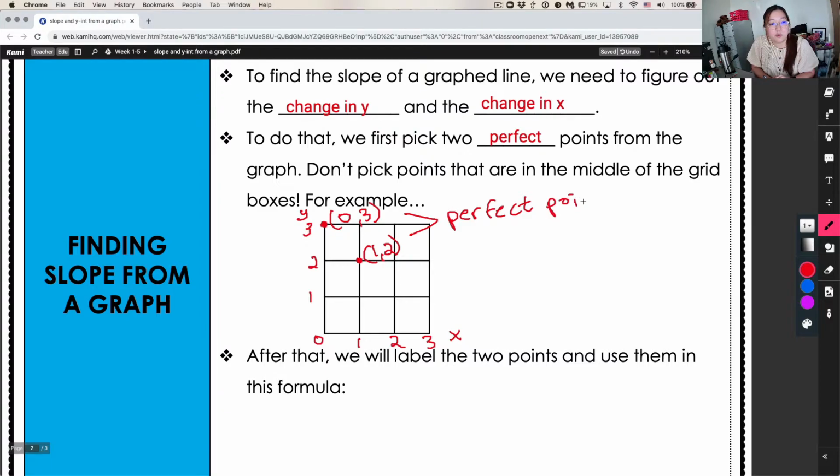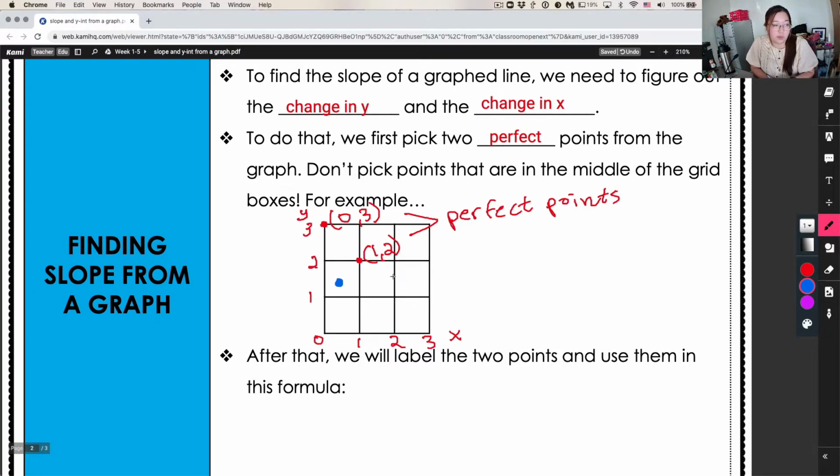So we want perfect points that are right smack dab in these corners where corners meet, because that's perfect, okay? Now, let me show you what I mean by points that aren't perfect. Like this. See how this is just floating in the middle of this box? What is x here? It could be 0.5, it could be 0.4, we don't really know. It's not very exact. Well, that's why we don't want this.